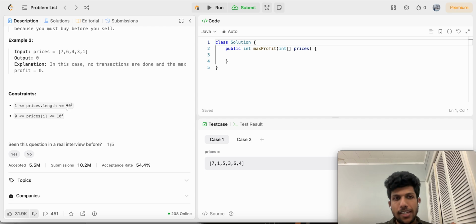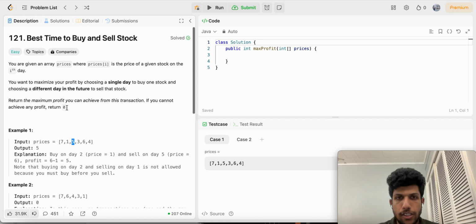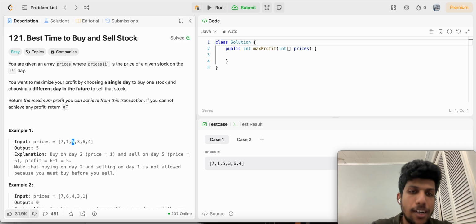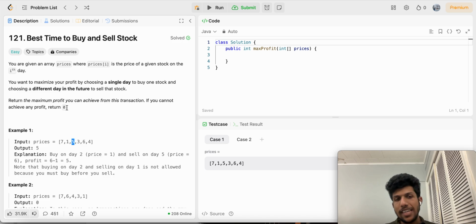Okay, so now to optimize this particular solution, we can use a one pass algorithm that tracks the minimum price seen so far and calculates the profit for each day. The basic idea behind that optimized approach is that we need to keep track of the minimum price as we iterate through the array, right? And at each day you would calculate the profit if you sell on that day.